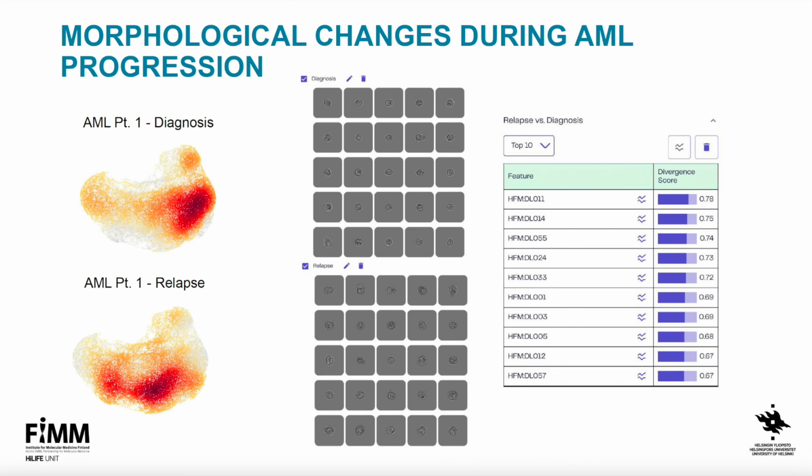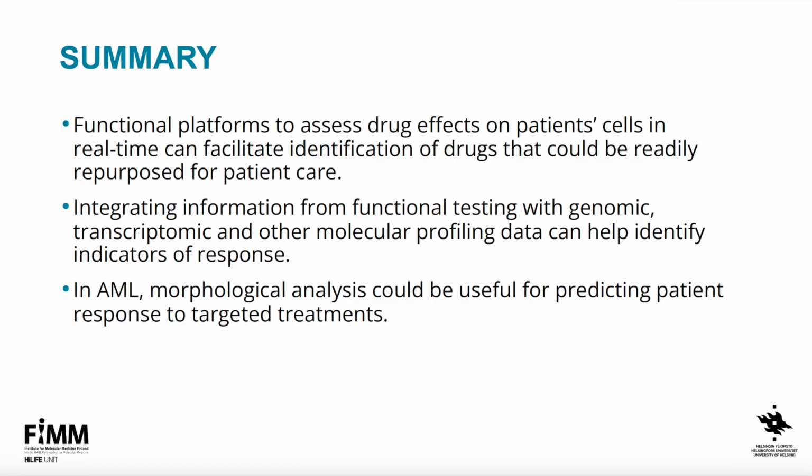But I think just with this one project, we really got a sense that morphology is definitely playing a role in perhaps patient response. We had already published the results showing that the differentiation status of AML is important for response to target drug treatments. But it seems like morphology is also playing a role.